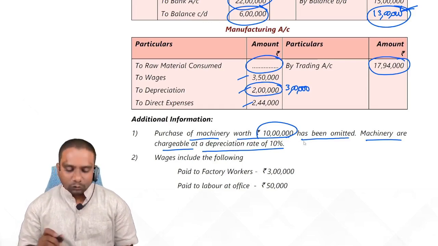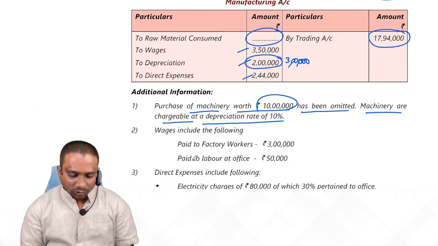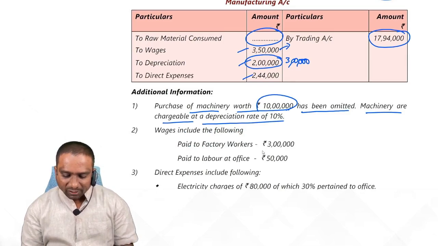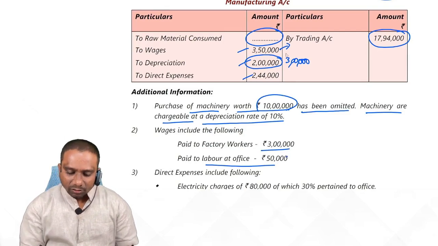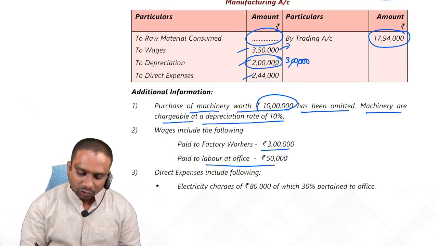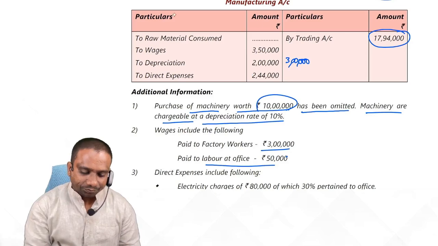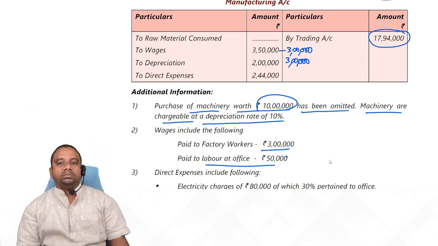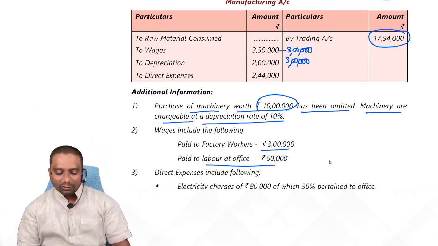Yes or no? Next one. Wages include the following. So this 3 lakh 50,000 includes what? Paid to factory workers, paid to labor at office. Means from 3.5 lakh, now we revise this to 3 lakhs, because labor at office means P&L account debit.